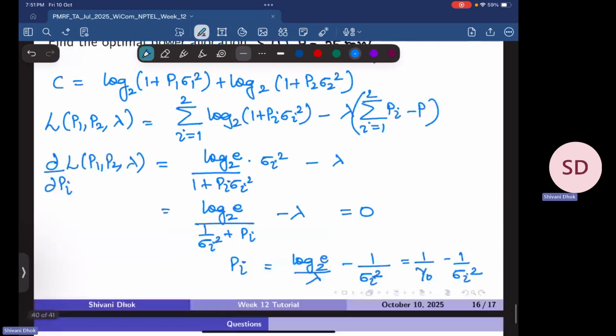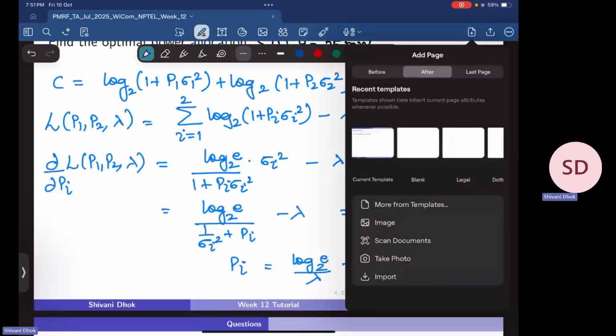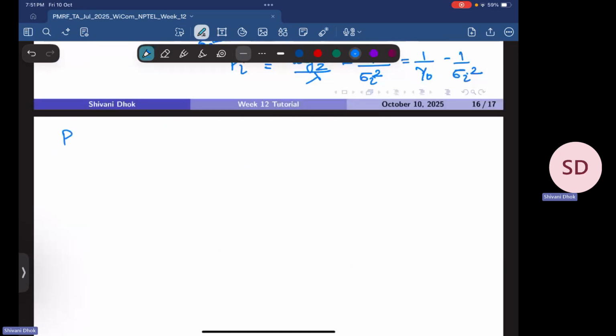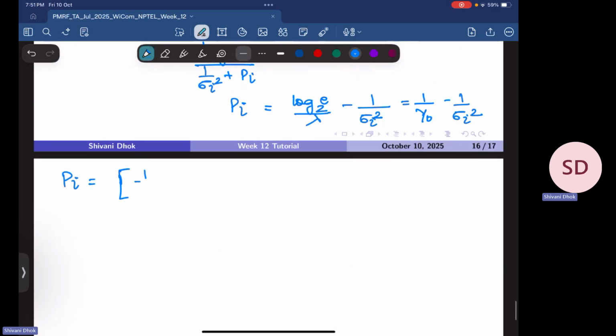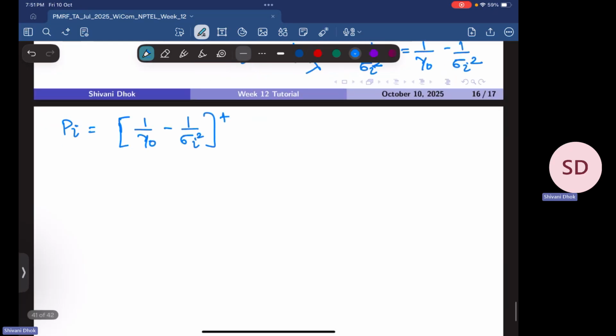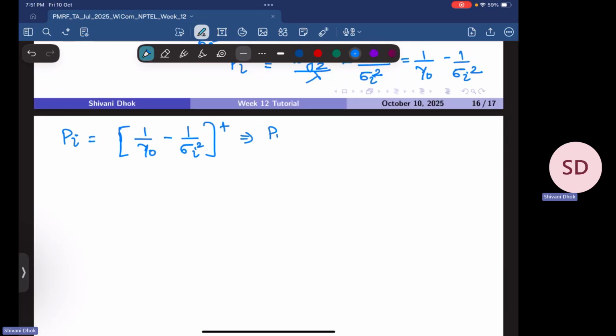Okay, and so basically what we get is Pi is 1 by gamma naught minus 1 by sigma i square, plus, so max of 0 and this thing. Okay, fine. So this is what we have.